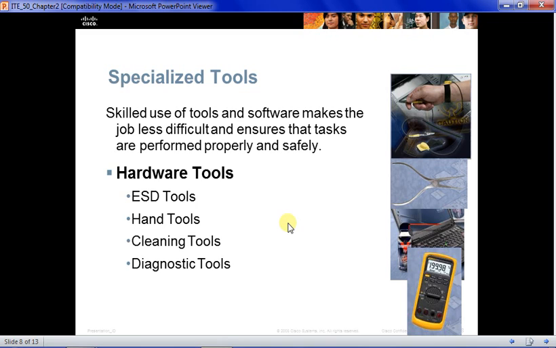There are things such as a toner probe, which will allow you to find out which wires go to which devices in case your network wasn't numbered properly when it was set up. And then sometimes technicians will use external storage devices if you need to back up data for a customer.